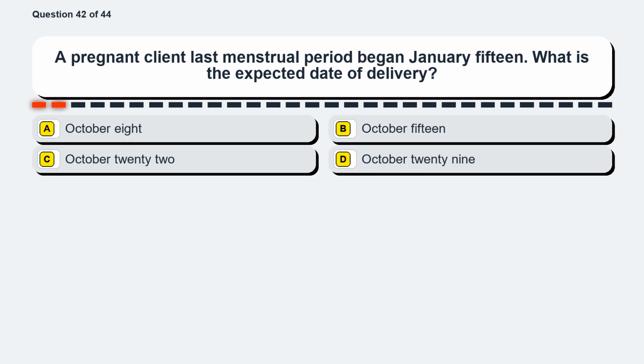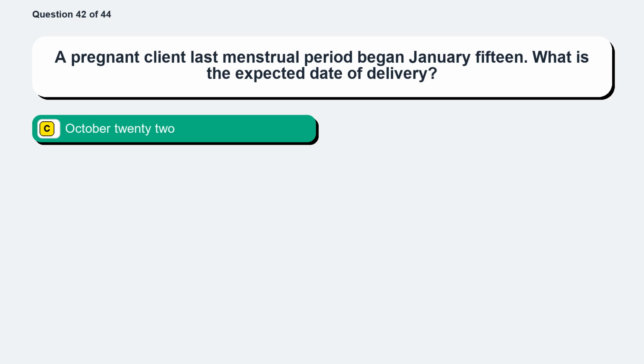Question 42. A pregnant client's last menstrual period began January 15. What is the expected date of delivery? Option A, October 8. Option B, October 15. Option C, October 22. Option D, October 29.